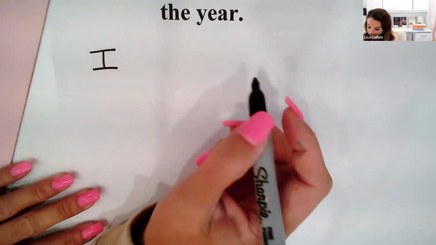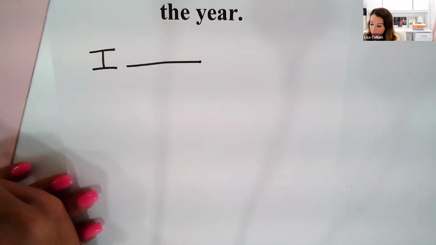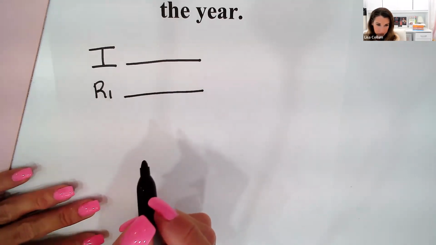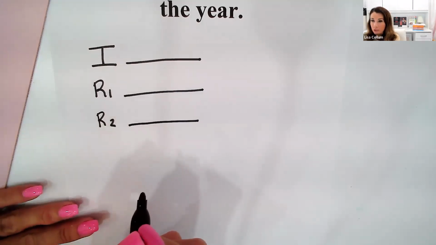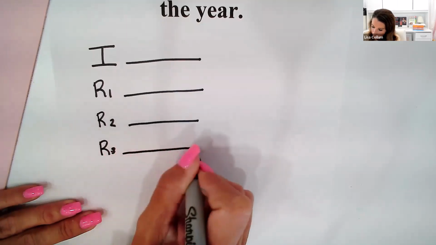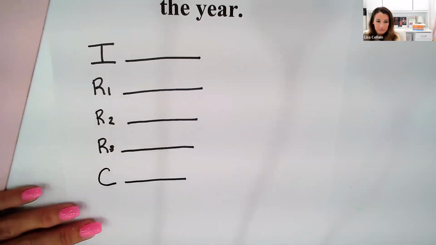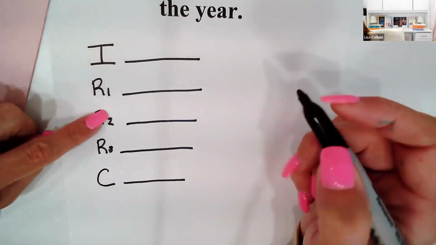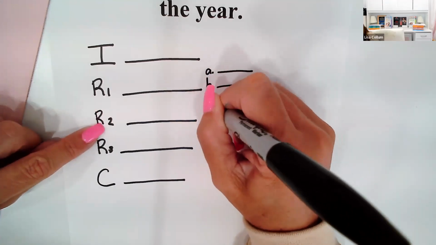We have our I, the line, and don't worry about it being perfect and perfect straight lines. None of that matters. R1, a line. R2, line. You should be drawing this too on your paper. R3, line. And C, line. And then remember, only next to the R's, not next to I, only next to the R's, we do our A's and B's. Only next to the R's.